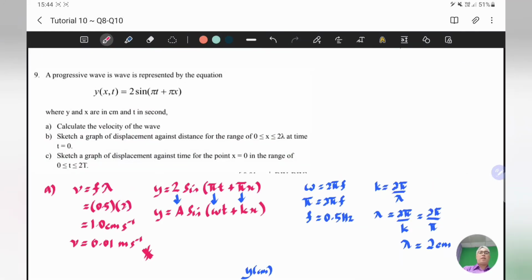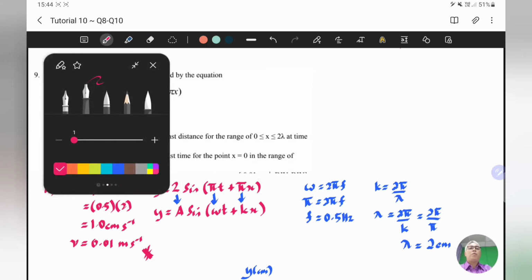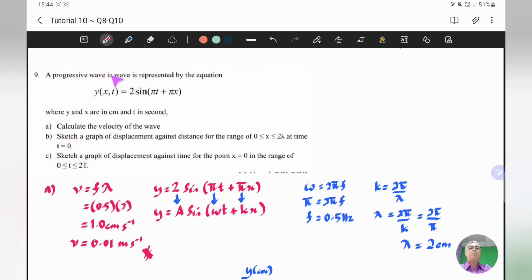Next, question number 9. A progressive wave is represented by the equation, y in terms of x and t, equals 2 sine of pi t plus pi x, where y and x are in centimeters and t is in seconds. Calculate the velocity of the wave. So from this equation, they ask you to find the velocity of the wave.